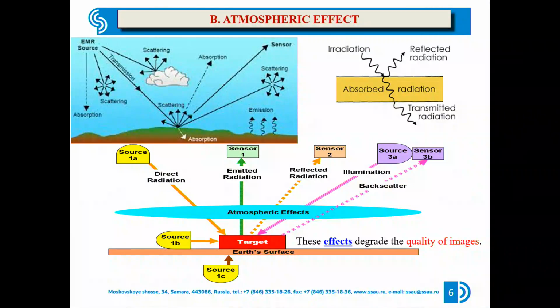Here is one more word you can see: we can illuminate our target on our own. So, we have an artificial source of energy and illuminate our target, and then the energy is returned back to the sensor. That is called backscattering. So, we have two types of process: one is reflectance, the second is backscattering. I will tell you something more about it.